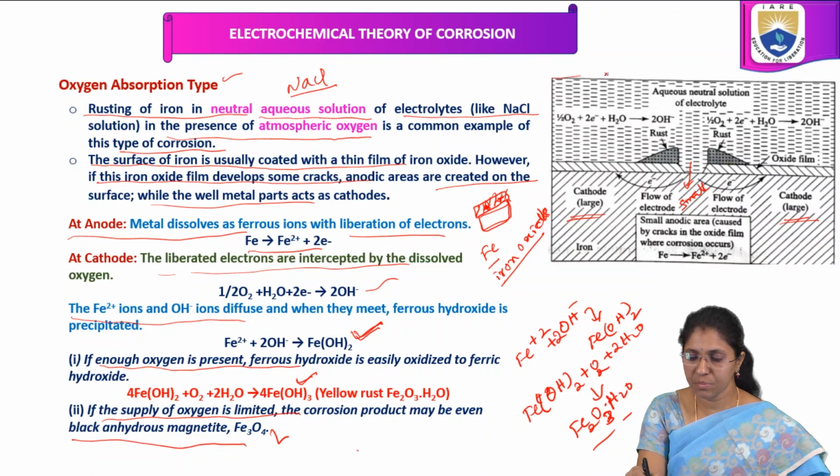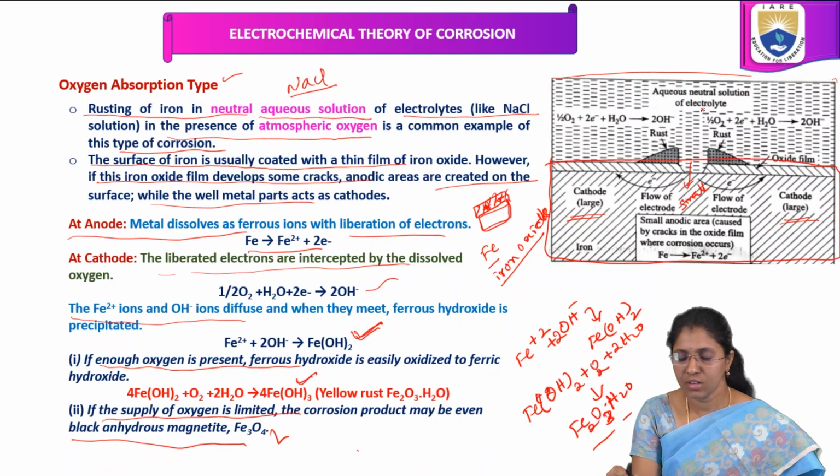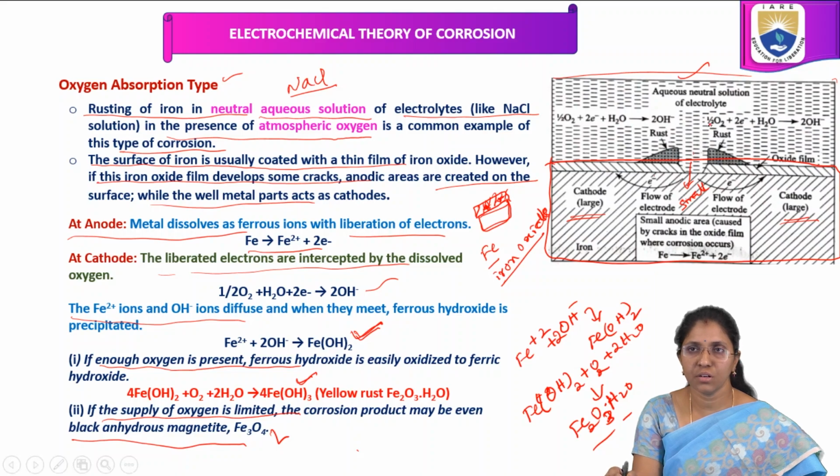So in this case, this is the metal, and here this is exposed to the neutral aqueous solution and oxygen. So at anode, oxidation takes place and it is converted into Fe2+ ions. But at cathode, oxygen reacts with electrons and forms hydroxide ions. These hydroxide ions and iron are converted into ferrous hydroxide, then ferric hydroxide, that is the rust of iron. So this is about oxygen absorption type mechanism.